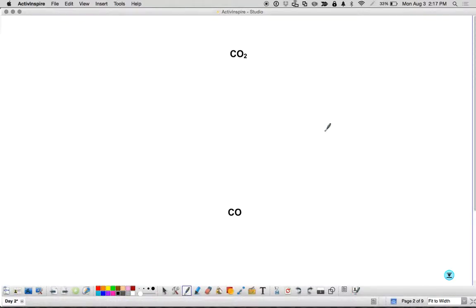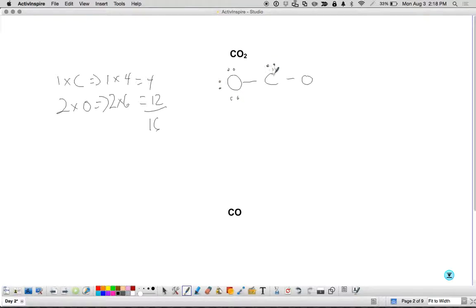So why don't you try these 2, CO2, which is carbon dioxide, and CO, which is carbon monoxide. So carbon dioxide is one carbon. 1 times 4, 4, that's 2 times oxygen, 2 times 6 for a total of 12, so that's 16 electrons. So here I do my carbon with a single bond here and a single bond here. I fill in my octets. And then I count and I'll get 20 electrons.